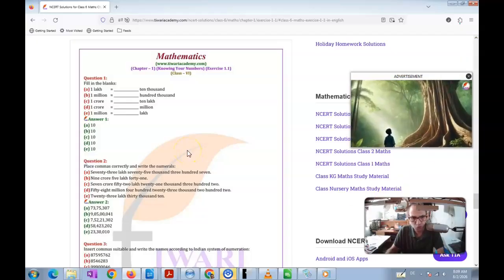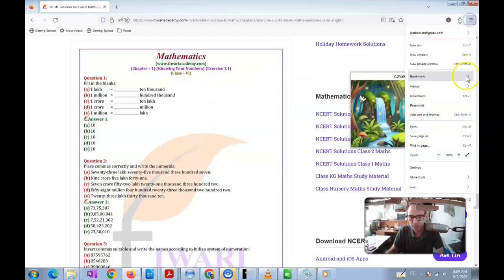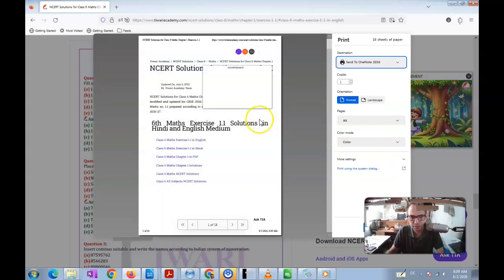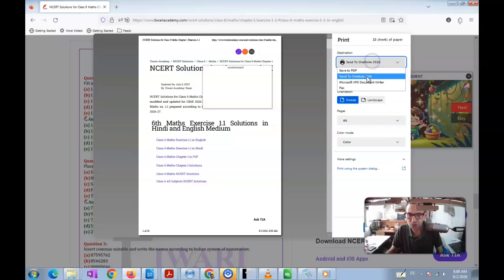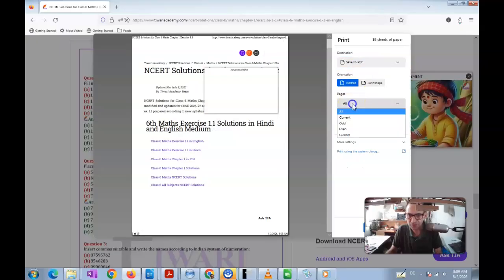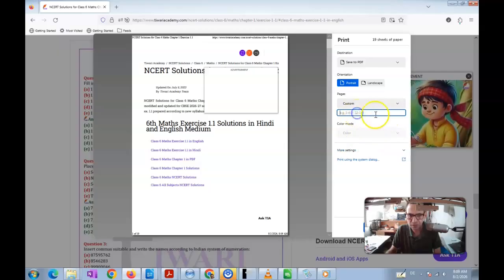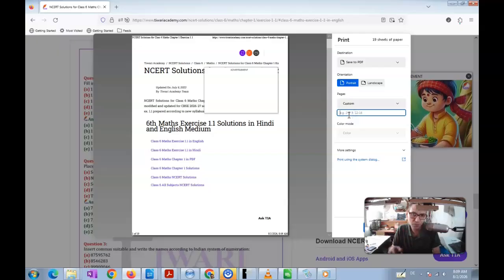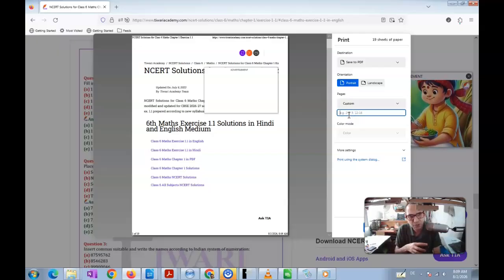if you want to make it shorter, you can always go over here and print the page, and then just pick the pages that you want. If you go to save to PDF, instead of all you would choose custom, and then here you will specify the page numbers that you're looking for in order to save it on your computer, and then read it using a PDF reader or something like that.